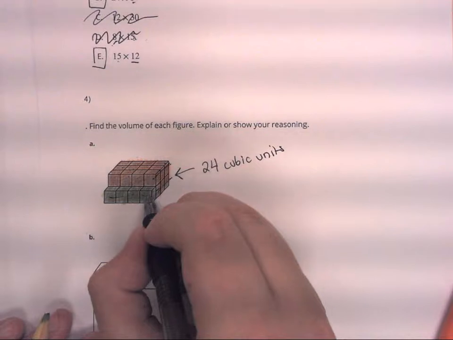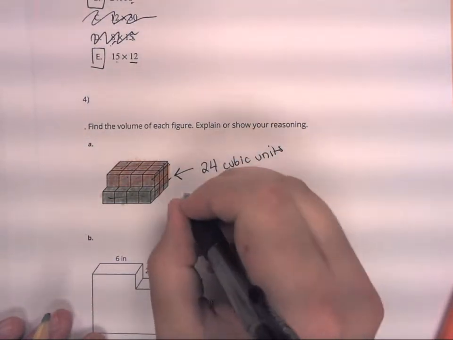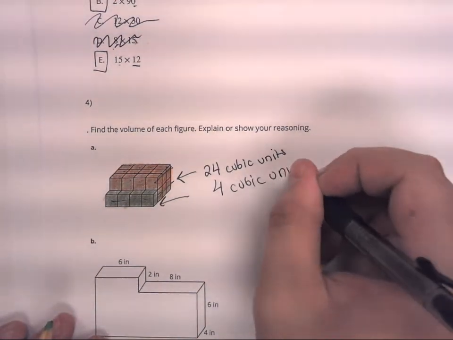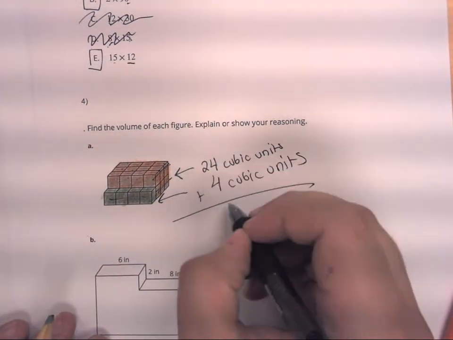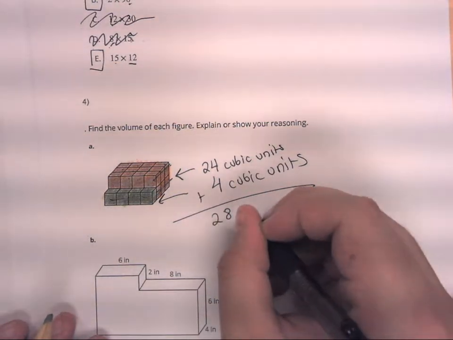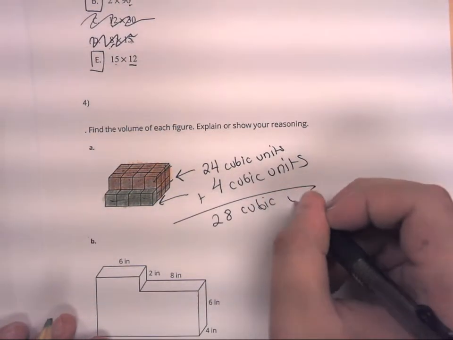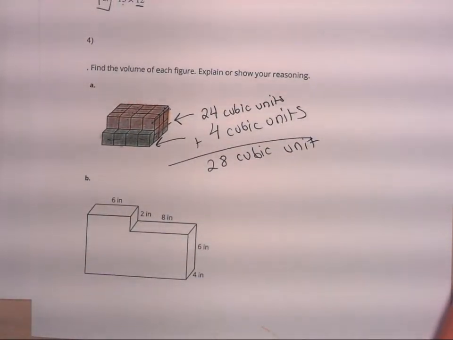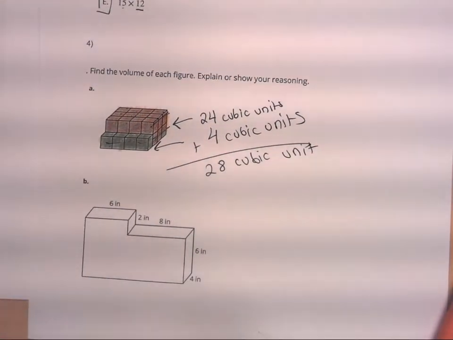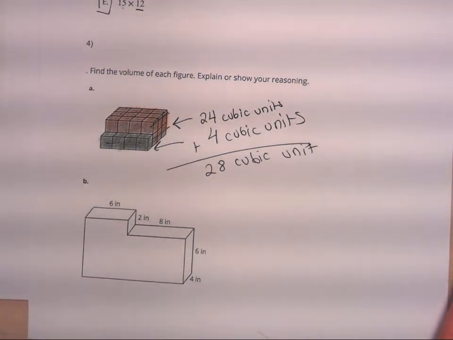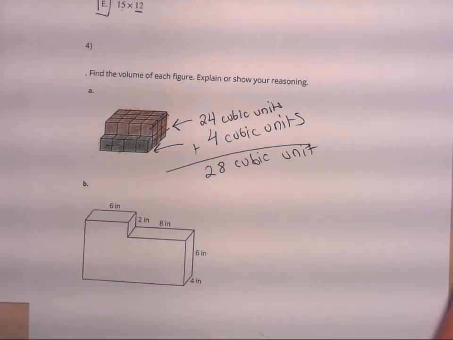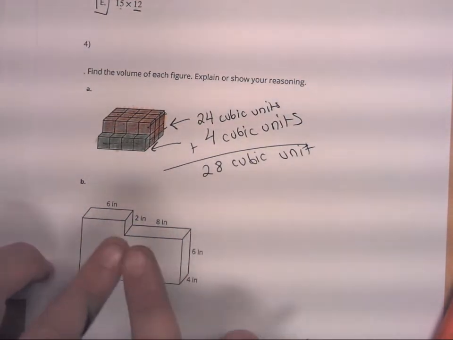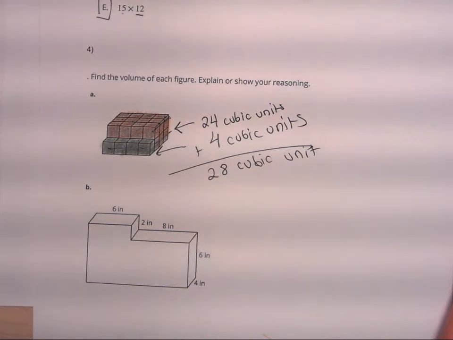And we can simply see and count that the smaller green prism has 4 cubic units. And when we add these two separate volumes together, we get a total volume of 28 cubic units. Shifting our attention to the compound figure below, this figure is not composed of unit cubes. So observing the two prisms that are contained within this figure is a bit harder to see.